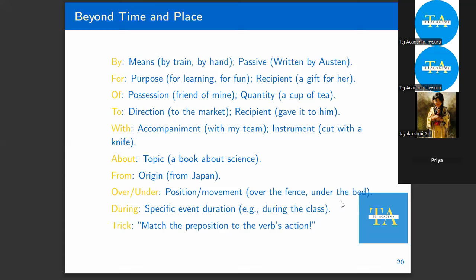and for is also used while speaking about the recipient. For purpose, you can say for learning or for fun. I studied all night for the exam. Here, it defines my purpose for staying up all night. And if I speak about a recipient, a gift for her. I bought this ring for my mother. So here for speaks about the recipient. Who is the recipient? Okay, that's about for. It either points out the purpose or the recipient.